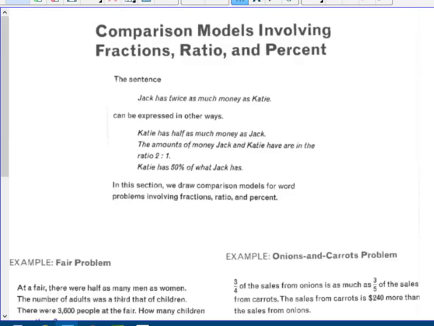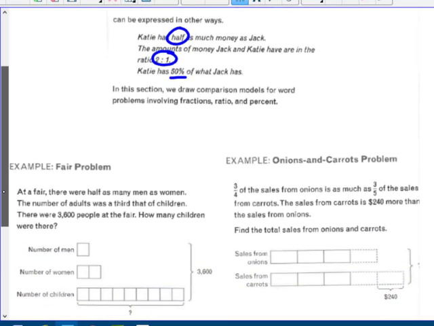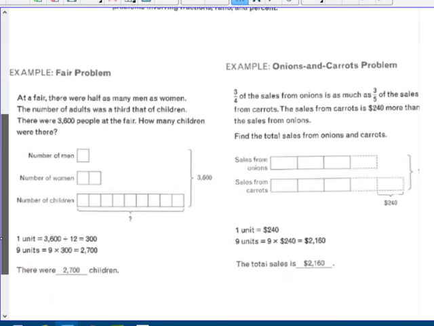Comparison models involving fractions, ratio, and percent. The sentence, Jack has twice as much money as Katie, could be expressed in other ways. They could say, Katie is half as much as Jack, a fraction. The amounts of money of Jack and Katie are in the ratio, Katie has twice as much, of 2 to 1. There's a ratio. Katie has 50% of Jack. There's a percent. In this section, we're going to draw comparison models for word problems involving fractions, ratio, and percent.